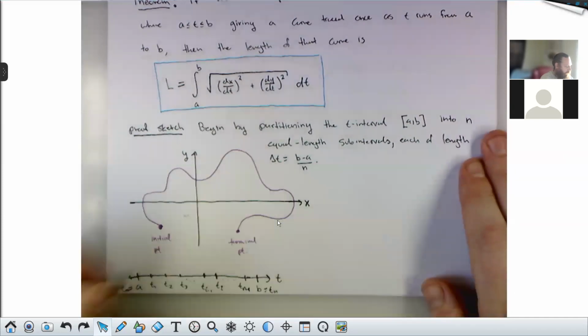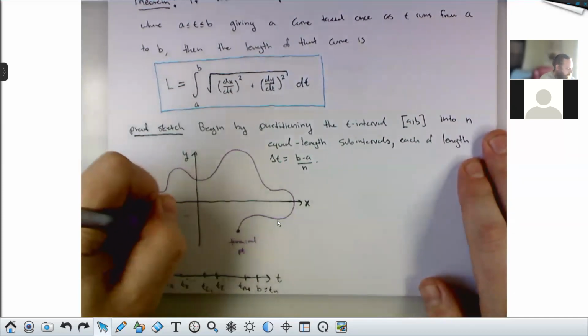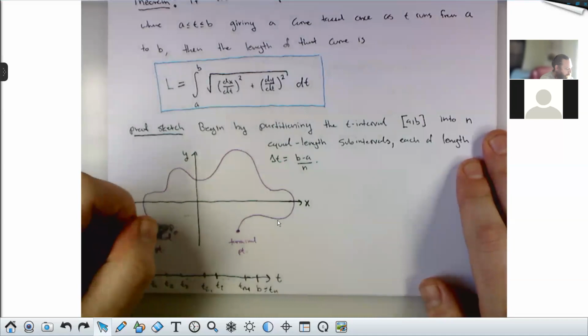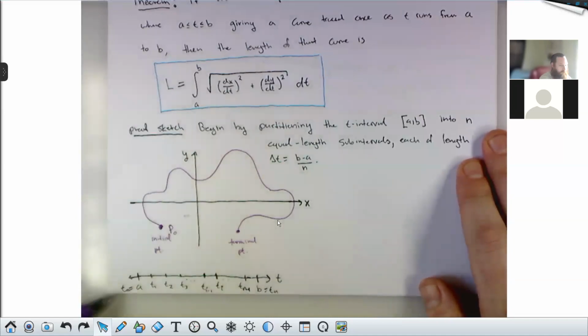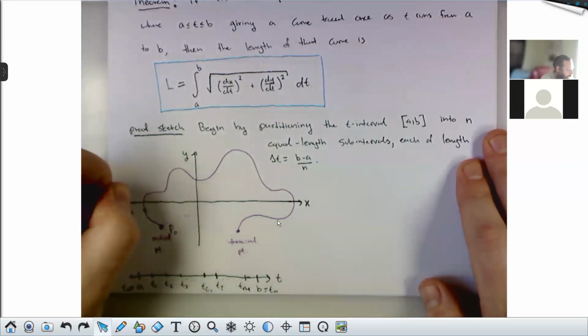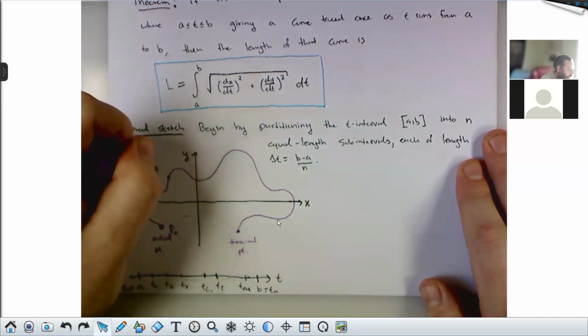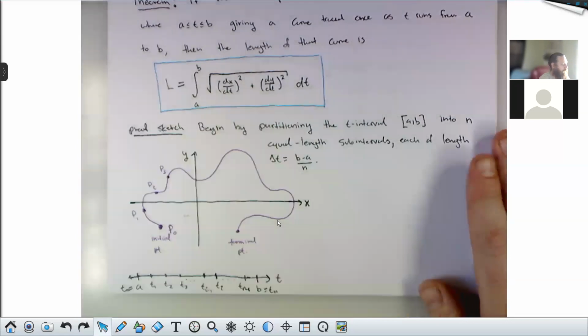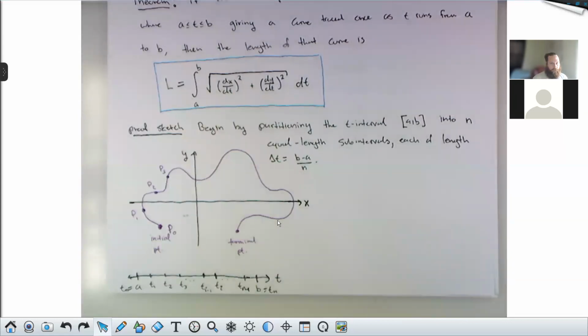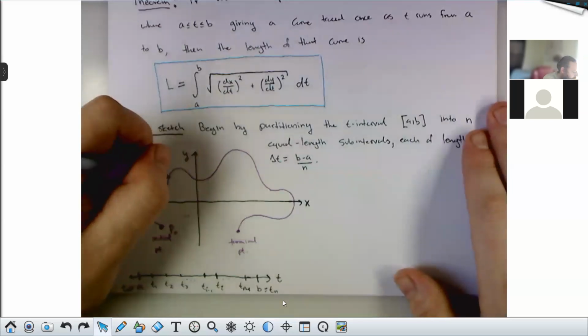So the initial point, I'll call this P0. It's the point that you're at on the curve at time T0. Maybe P1 is right here. P2 could be right here. P3 could be right here. The points along the curve are not going to be equally spaced. It's just that the times are equally spaced. The t values are equally spaced.